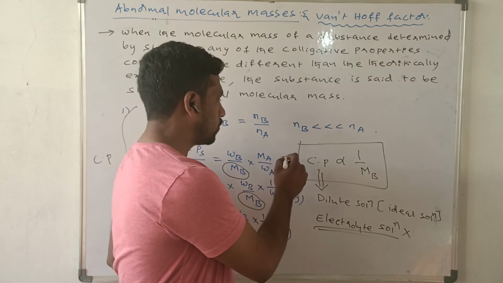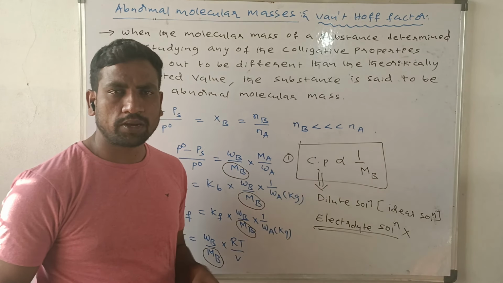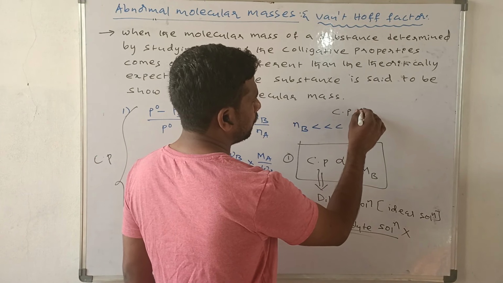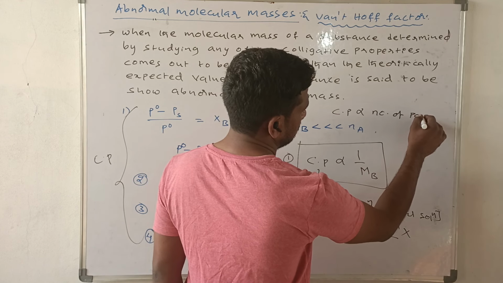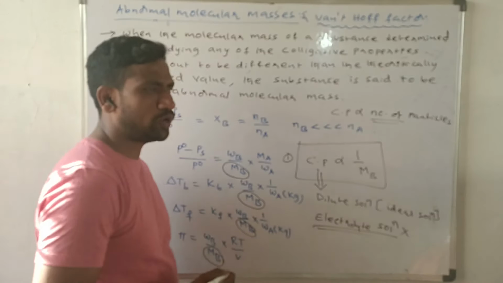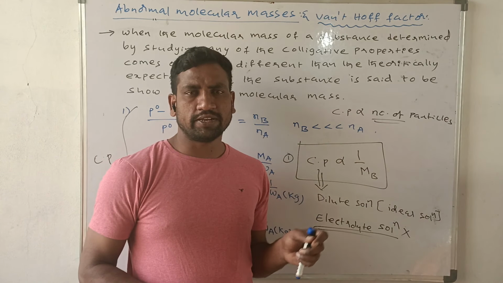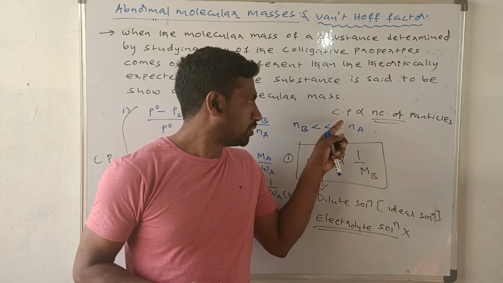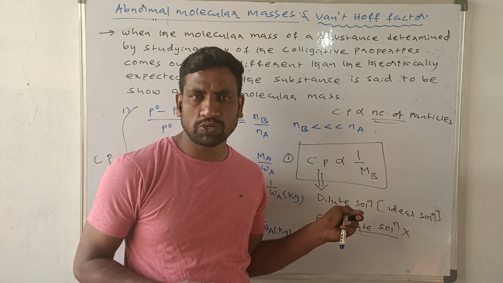One is that colligative properties are inversely proportional to the molecular mass of the solute, and also colligative properties are directly proportional to the number of solute particles. So they are number dependent properties. If the number of particles increases, the colligative properties increase. As the colligative property increases, the molecular mass of the solute decreases.